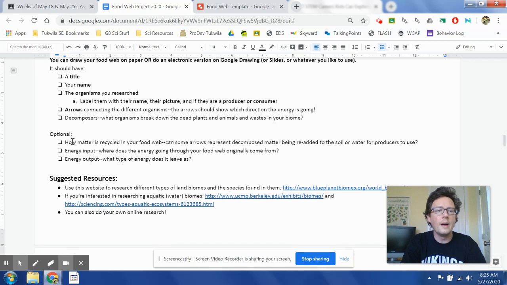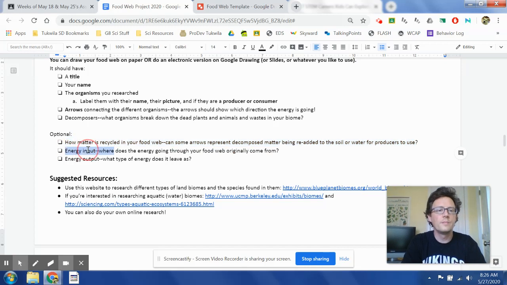The following are optional requirements. However, if you include them, it shows you have a very high understanding of how food webs work. How is matter recycled in your food web? Can some arrows represent decomposed matter being re-added to the soil or water for producers to use? Maybe you can find a way to show that.